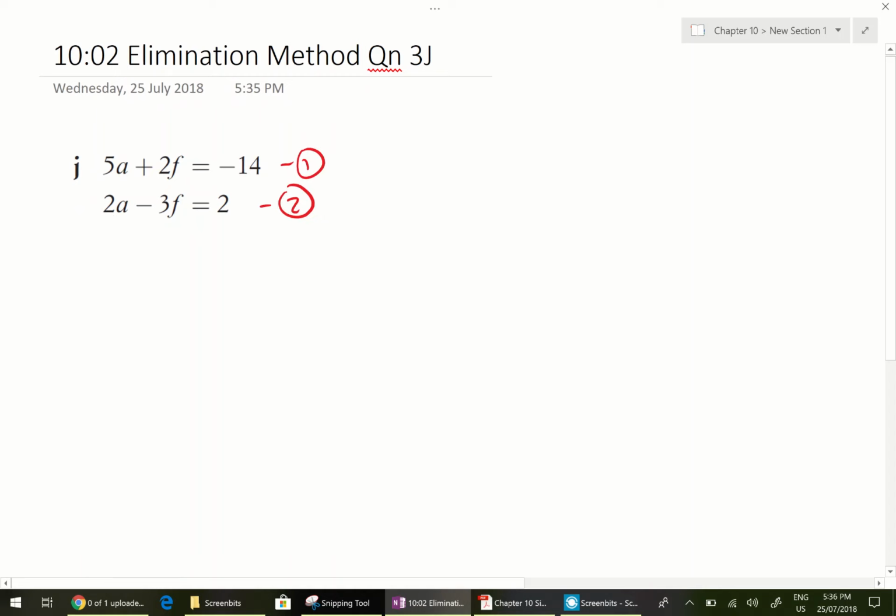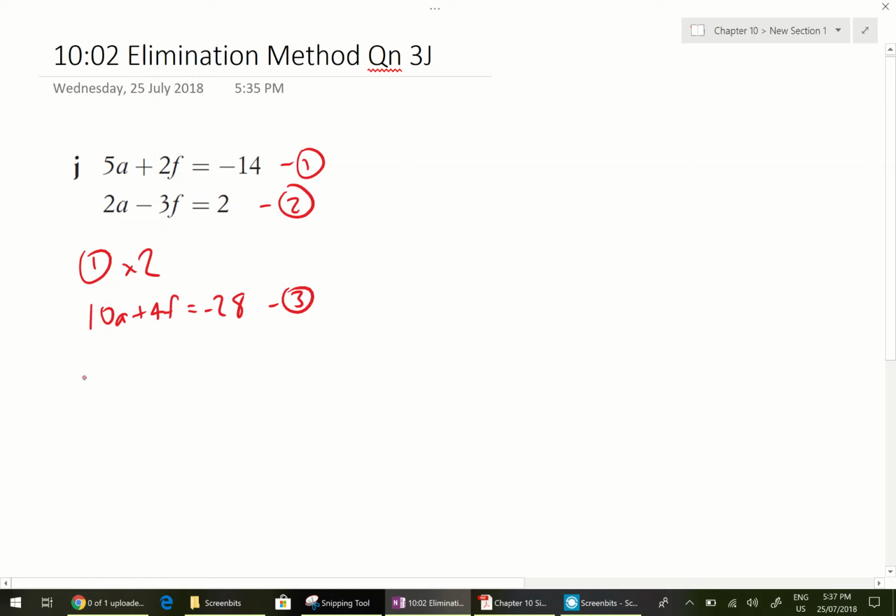I can find a common number. I can either turn 5a and 2a into 10a, 5 times 2 and 2 times 5, or I can times the f's together to get 6f. I might use the a's, so I'm going to take equation 1 and I'm going to times it by 2. That's going to give us 10a, 4f, negative 28. I'm going to call that equation 3.